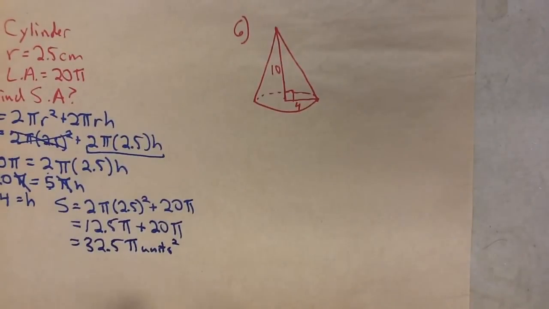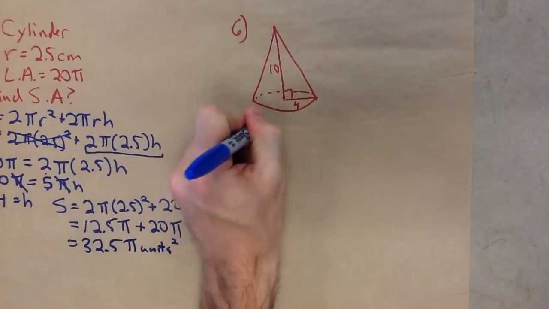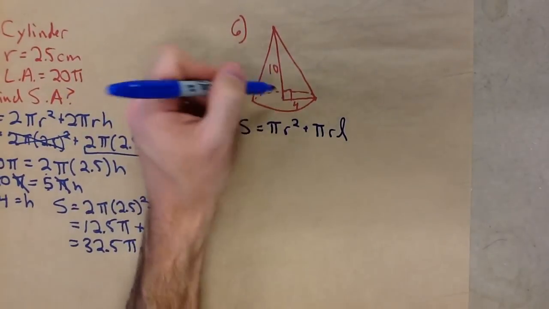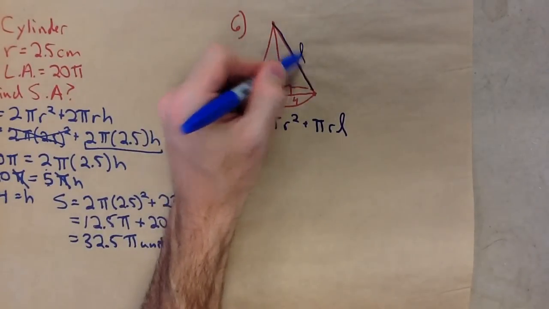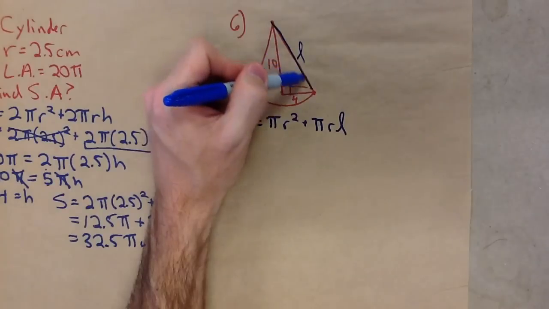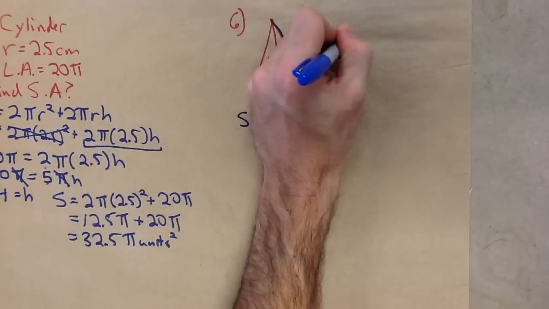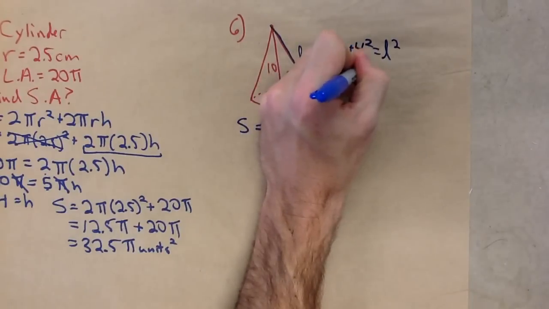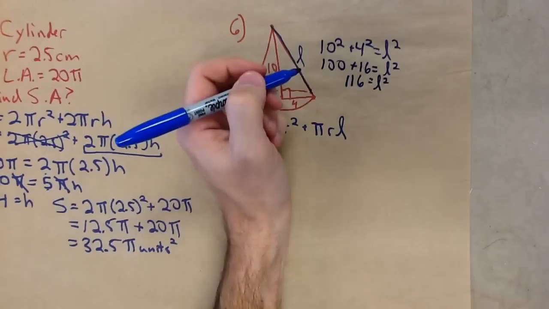In number 6, we're finding the surface area of the cone. In order to find the surface area for a cone, our formula is pi r squared plus pi r l. I know my radius is 4. I need to find the slant height. So the slant height is going to use Pythagorean theorem. This is the height, this is the vertical distance of the cone. I need the distance down the outside because in surface area, I want to look at the surface. So I can say 10 squared plus 4 squared equals L squared. That's 100 plus 16 equals L squared, or 116 equals L squared.